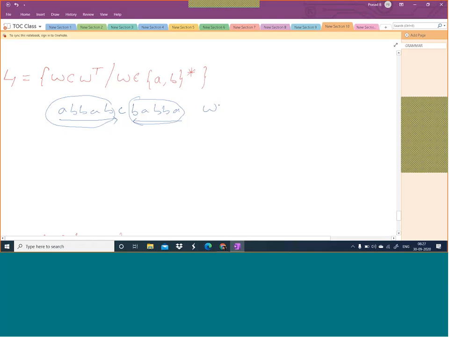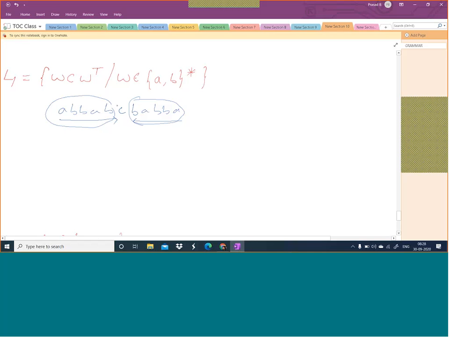And what is the least string of W? W belongs to (A B) whole star. So the least string of W is epsilon. If W is epsilon, then epsilon C epsilon transpose. Epsilon transpose is epsilon. Epsilon C epsilon is C. C is the smallest string. So take the smallest string every time as a direct production.